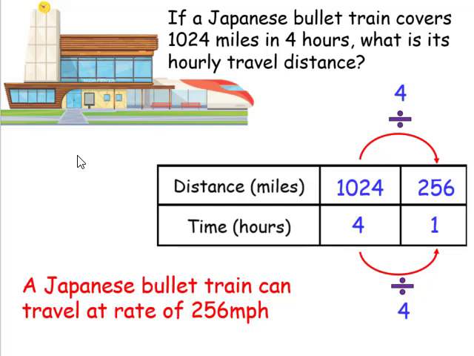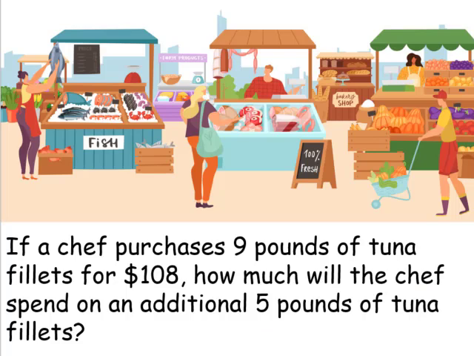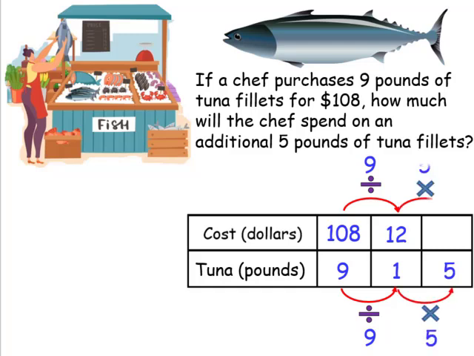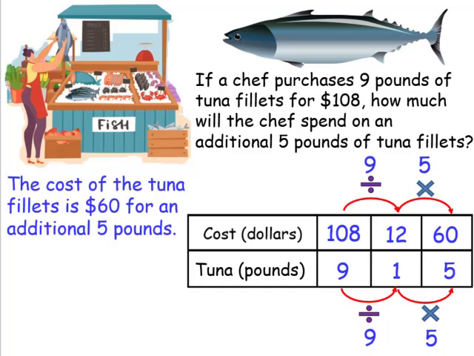Let's take a look at another example. If a chef purchases 9 pounds of tuna fillets for $108, how much will the chef spend on an additional 5 pounds of tuna fillets? We'll begin the same way, but in this table, instead of having 4 boxes, we'll have 6. We'll start by writing the information we have, $108 for 9 pounds of tuna fillets. You want to find out how much 1 pound would cost. That's a unit rate. So in this case, we're going to have to divide by 9. We'll divide 108 by 9, giving us 12. So now we know it's $12 per pound. Now all we have to do is multiply by 5, and we get 60. So our answer, the cost of the tuna fillets, is $60 for the additional 5 pounds.